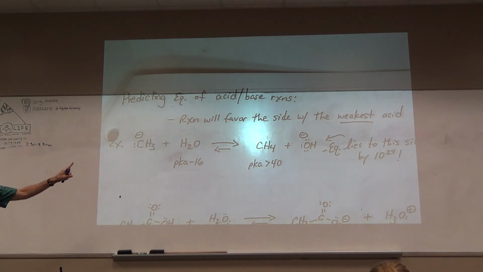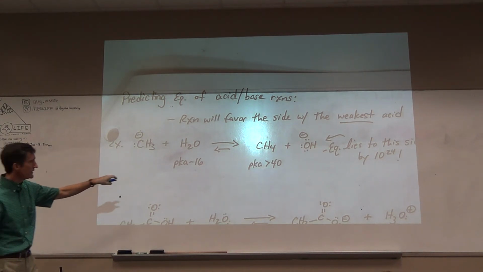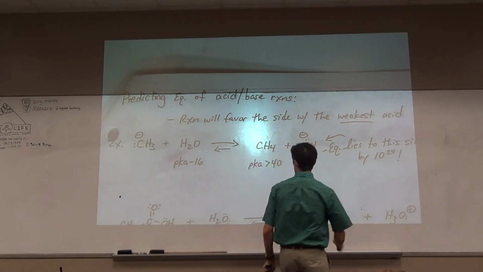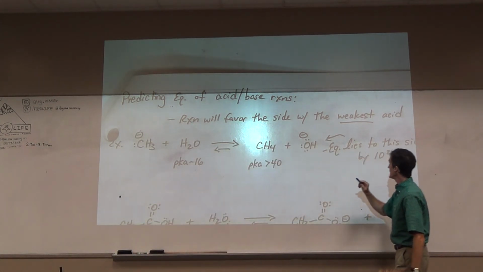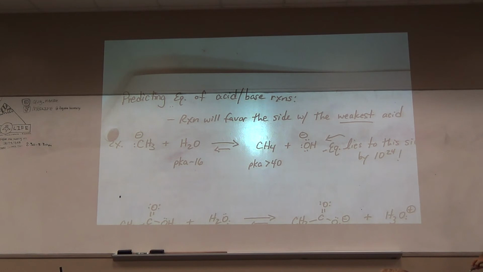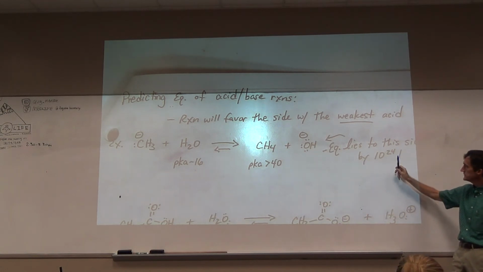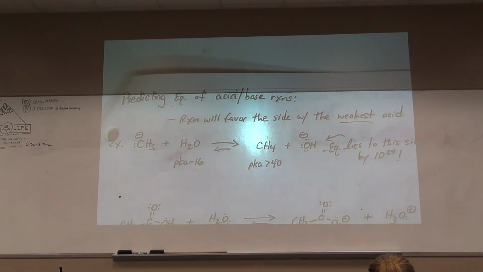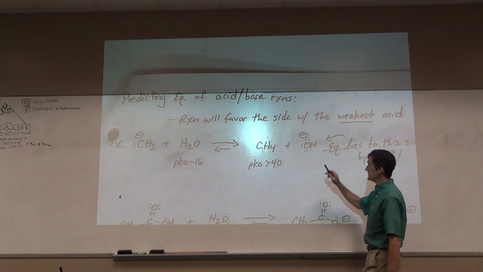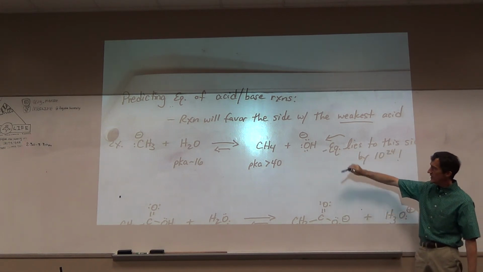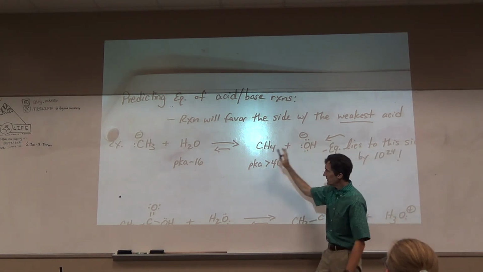The difference in your pKa's, which is what? A difference of 24, so 10 to the 24 is your difference. The equilibrium lies to this side by how much? What's 10 to the 24? 100 gazillion, let's call it. That's a lot of zeros. At equilibrium, you've got 100 gazillion of these and only one of these.